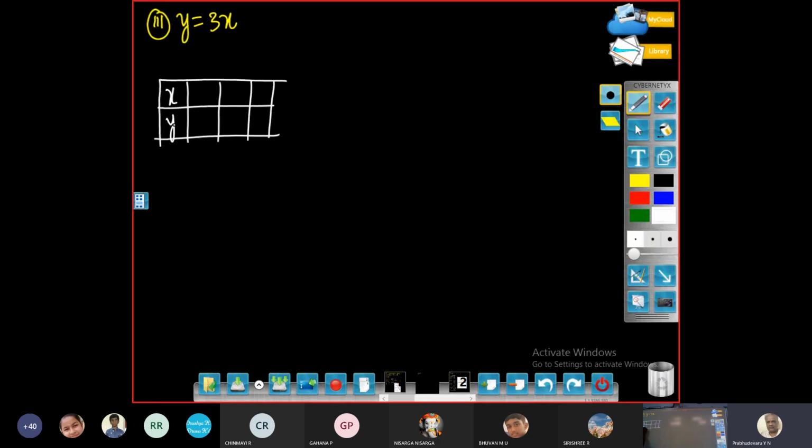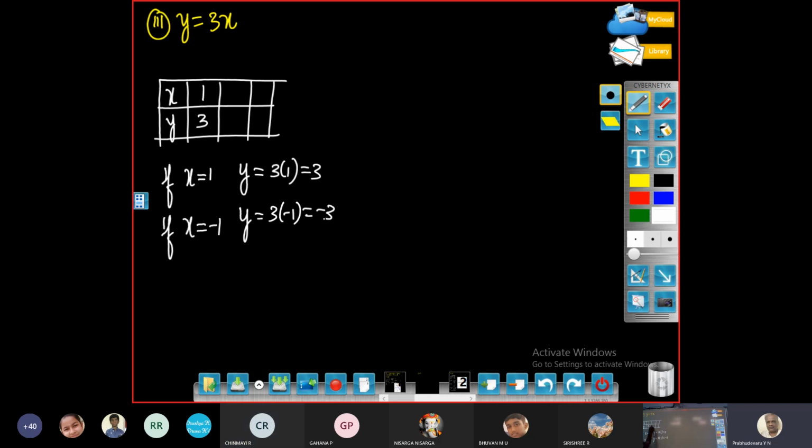So x value and y value. Suppose x is equal to 1, the y value is 3 into 1, that is 3. So x value 1 means y value will be 3. Suppose x is equal to minus 1, the y value will be 3 into minus 1, that is minus 3. So minus 1, minus 3. Two points are just enough to draw the graph of this equation. So now take the graph sheet.